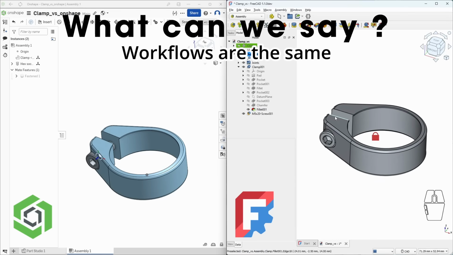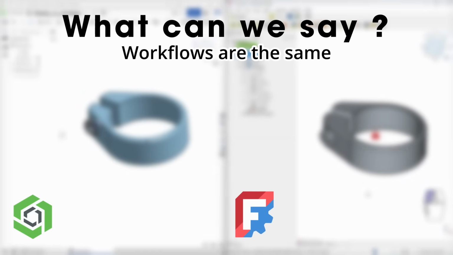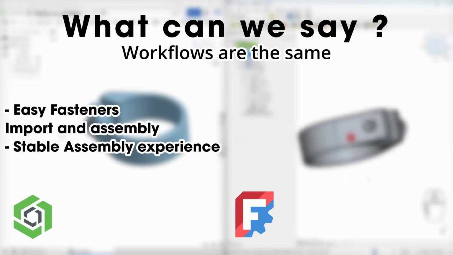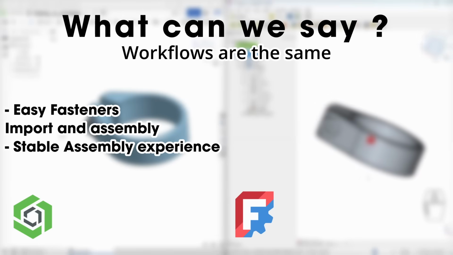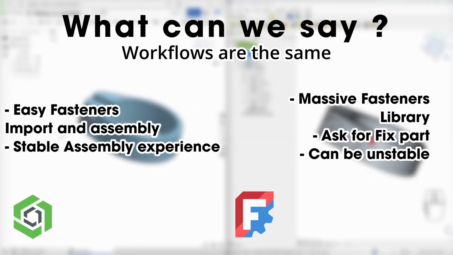What can we take away from this experience? The assembly technique is the same between both software. However, we can note that in Onshape, adding fasteners is greatly simplified since we can assemble them directly. FreeCAD's fastener library is more extensive, but it requires installing an add-on, which is free. A small detail, FreeCAD asks to fix a part at the beginning of the assembly to ensure the components don't move, unlike Onshape. It's also worth mentioning that FreeCAD's assembly workbench is still less stable compared to Onshape's.